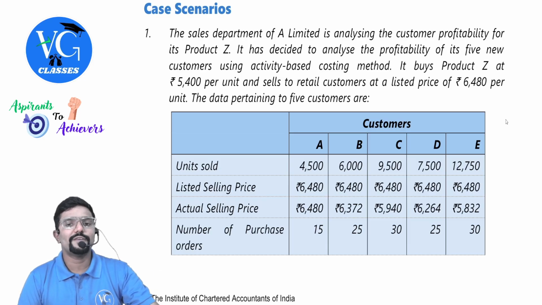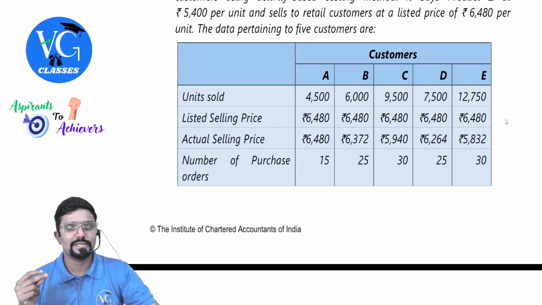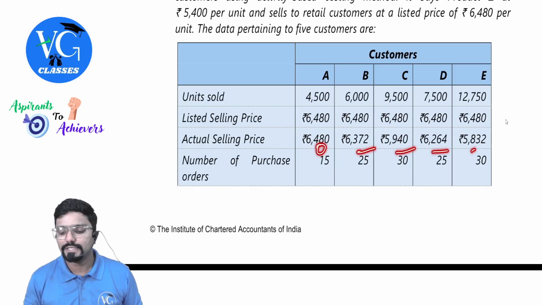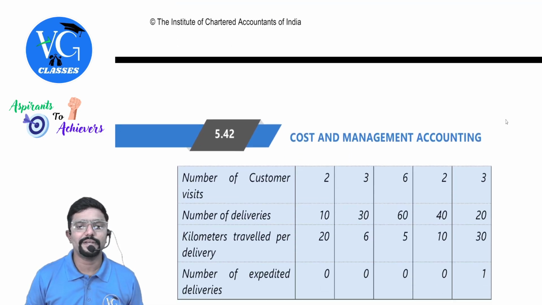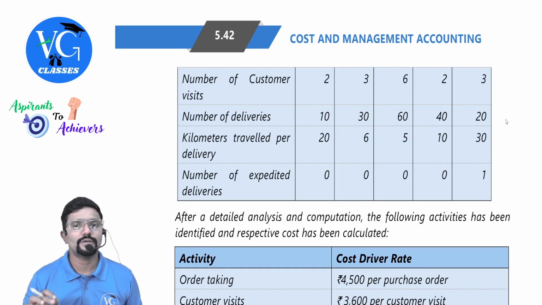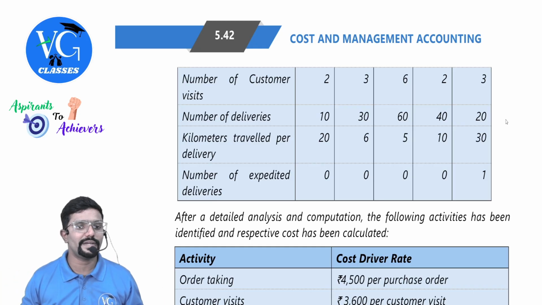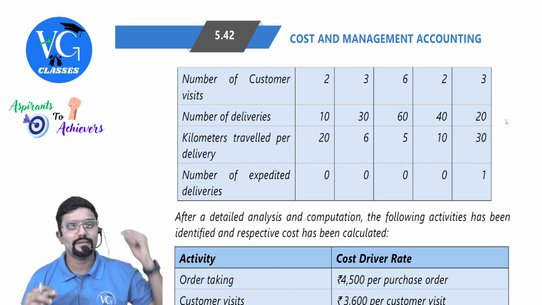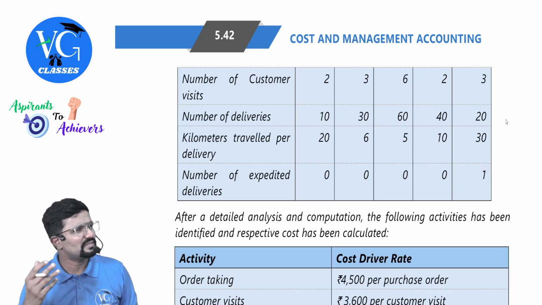The data pertaining to 5 customers are as follows. Units sold, listed selling price, actual selling price. Oh, that means here also there is a discount. Here there is zero discount, whereas here and all it is there. Fine. Number of purchase orders 15, 25, 30, 25, 30. Number of customer visits 2, 3, 6, 2, 3. Number of deliveries 10, 30, 60, 40, 20. Kilometers traveled per delivery 26, 5, 10, 30. Number of expedited deliveries only for the last one, 1.